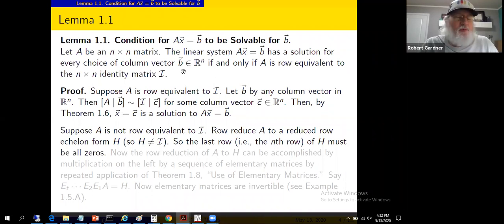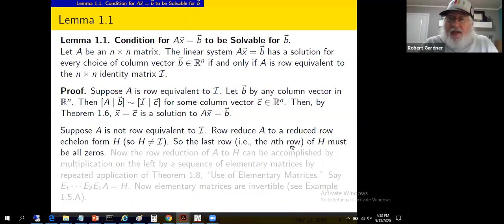So what we're going to do is find a specific vector B for which this system has no solution. That's the plan. Suppose A is not row equivalent to the identity. Well, row reduce A to a reduced row echelon form, call it H. H can't be the identity because A is not row equivalent to the identity. So something goes wrong. What's going to go wrong?